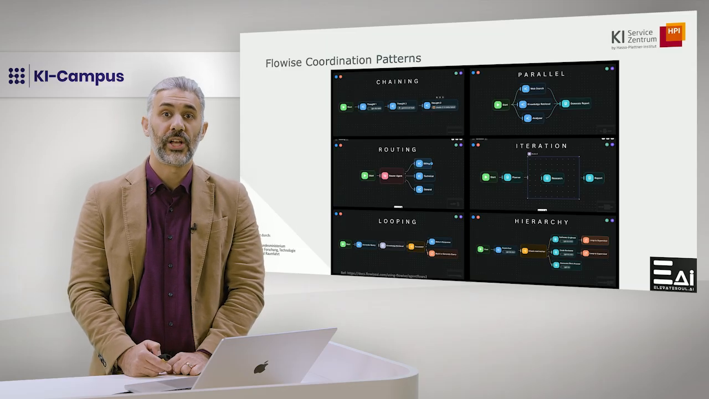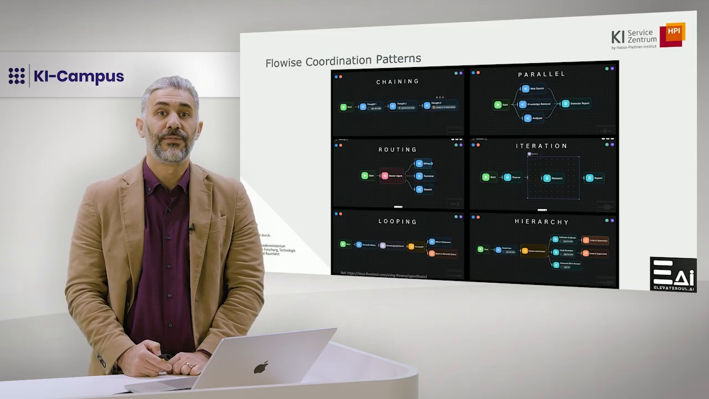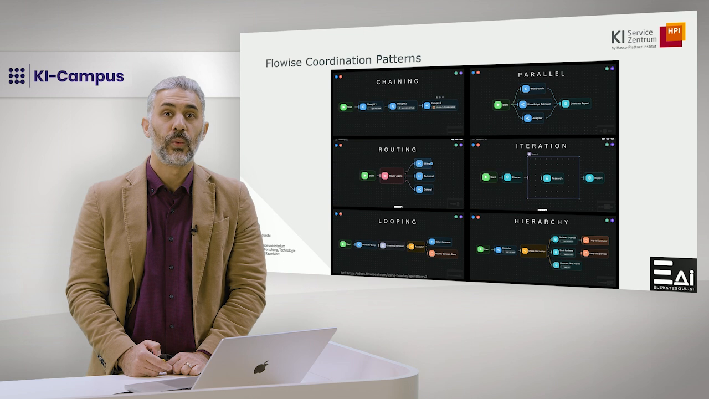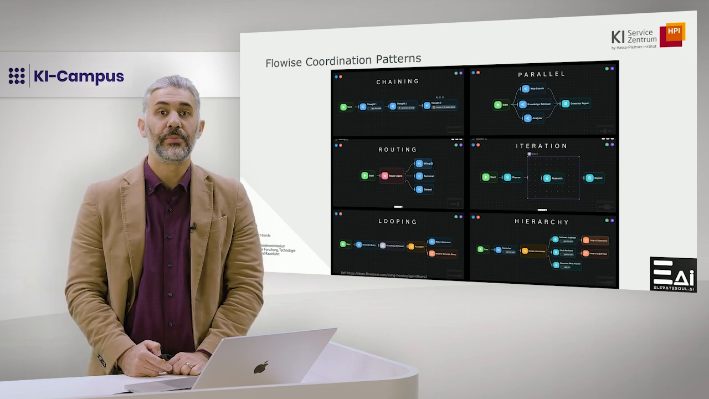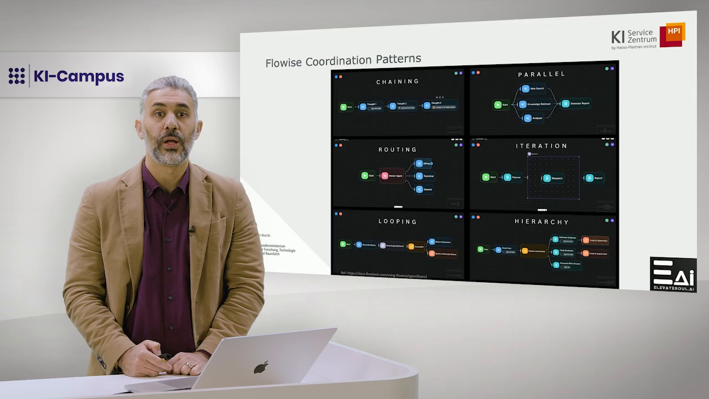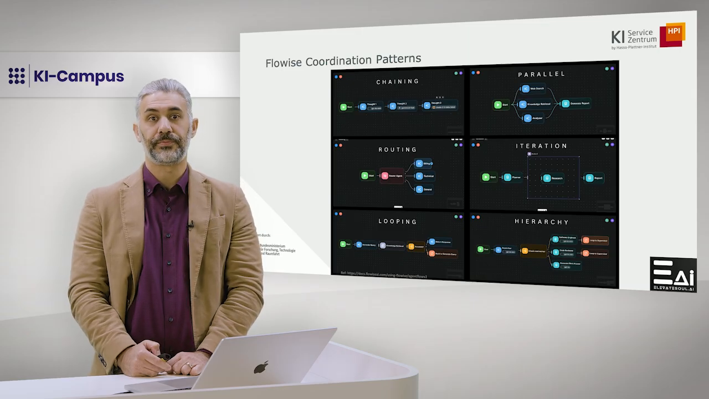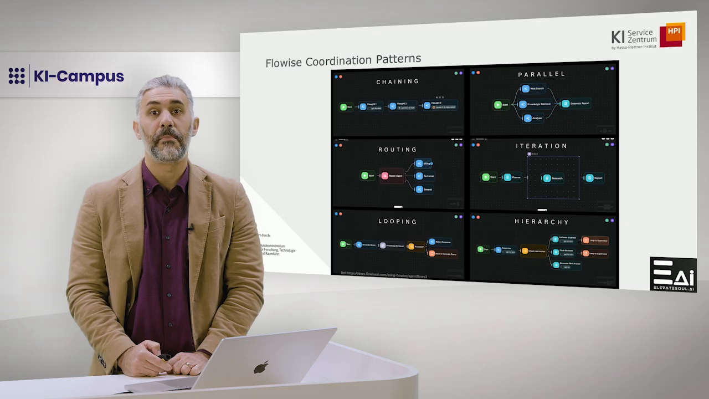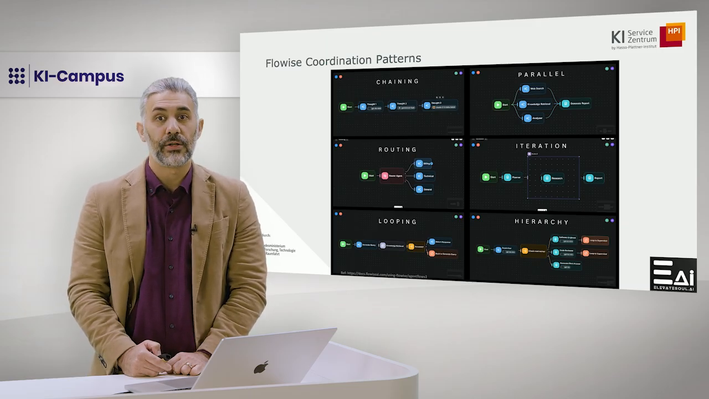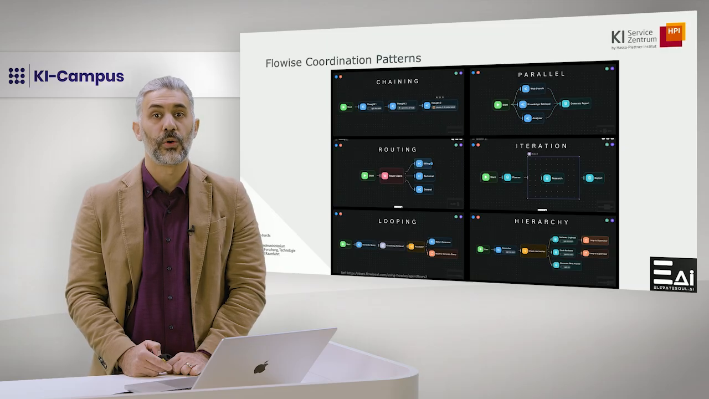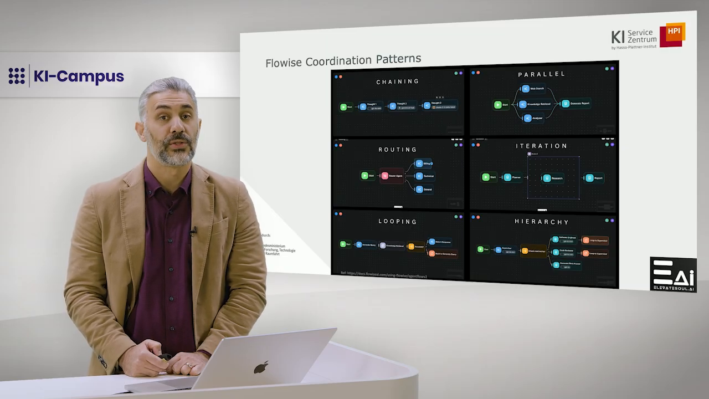Looping, or self-correction. The workflow can loop back when a result isn't accurate or complete. This enables error correction or quality improvement steps. Hierarchy. A supervisor agent manages several worker agents, such as a planner, researcher, code reviewer, or writer, and organizes the workflow.